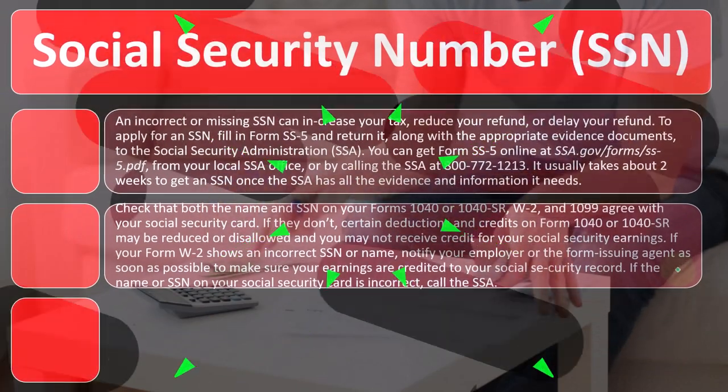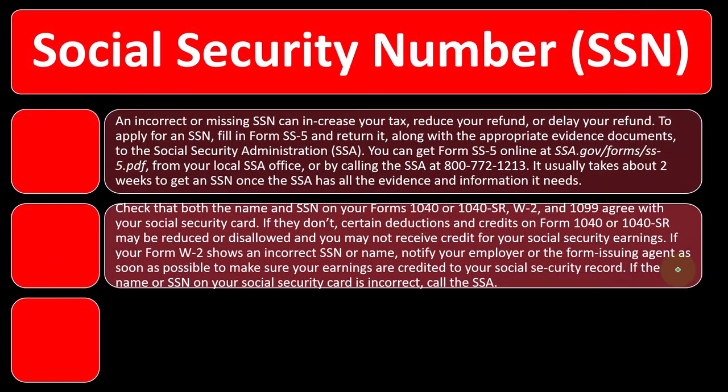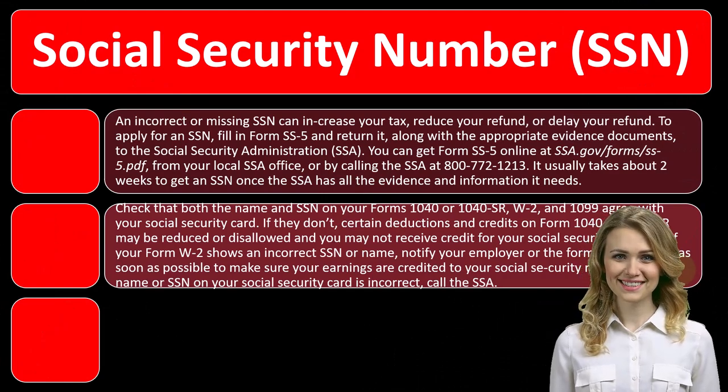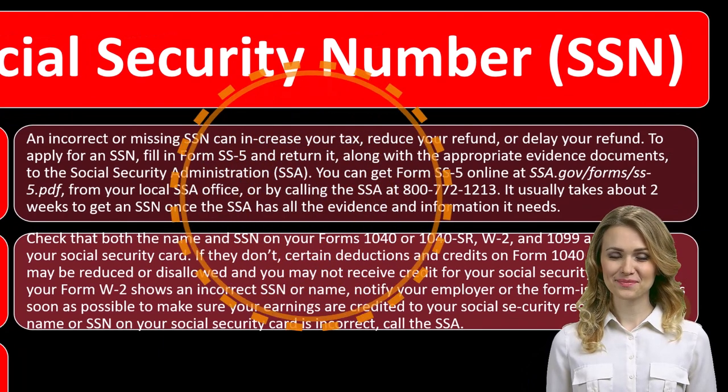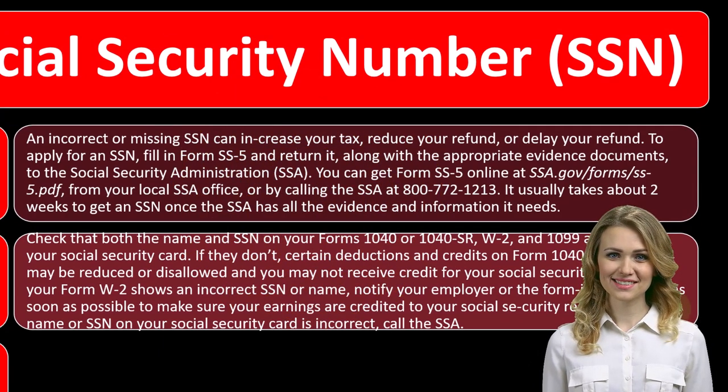So if your Form W-2 shows an inaccurate Social Security number or name, notify your employer or the form issuing agent as soon as possible to make sure your earnings are credited to your Social Security record.